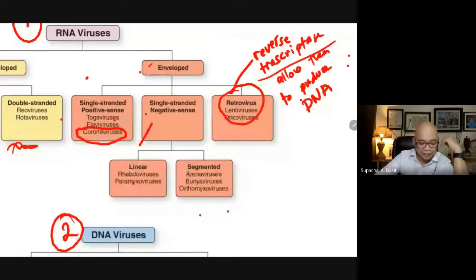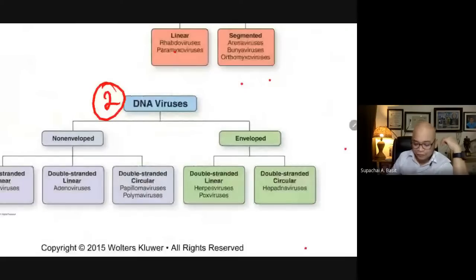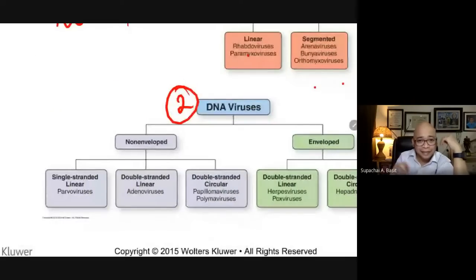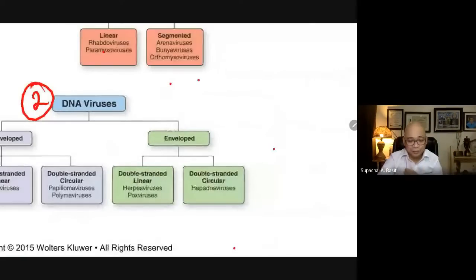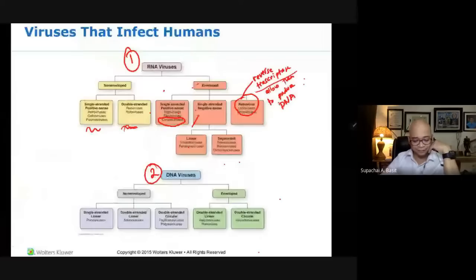Now, take a look at the DNA viruses. DNA viruses could either be non-enveloped or enveloped. Under the non-enveloped viruses, we have the single-stranded linear virus, the double-stranded linear virus, and the double-stranded circular virus. And then under the enveloped viruses, we have a double-stranded linear virus, and the other one is the double-stranded circular virus. So this is how we classify viruses.